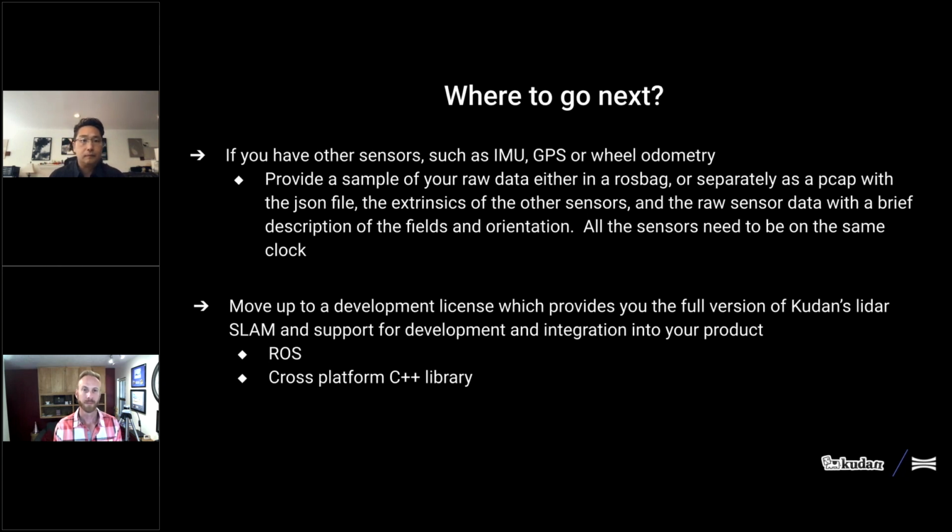Awesome. Another question here is, is it possible to generate a map that's colored by using the intensities of the reflectivity values? Yes, so that is an option that we have. It's not actually included in this evaluation version, but we do provide intensity-infused point clouds as well.